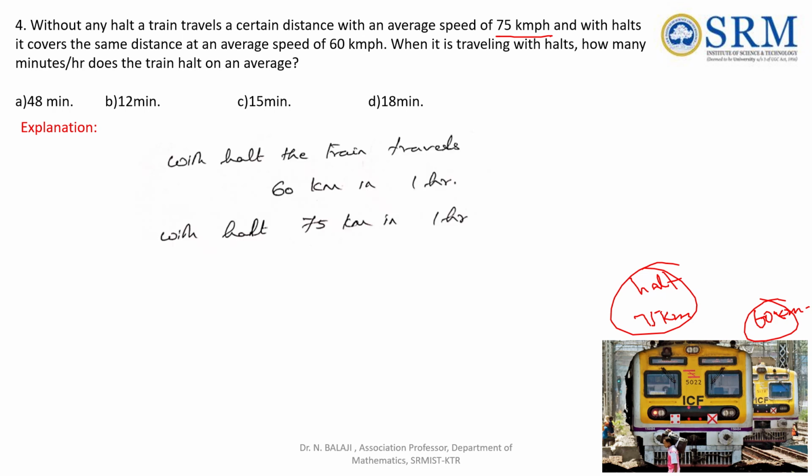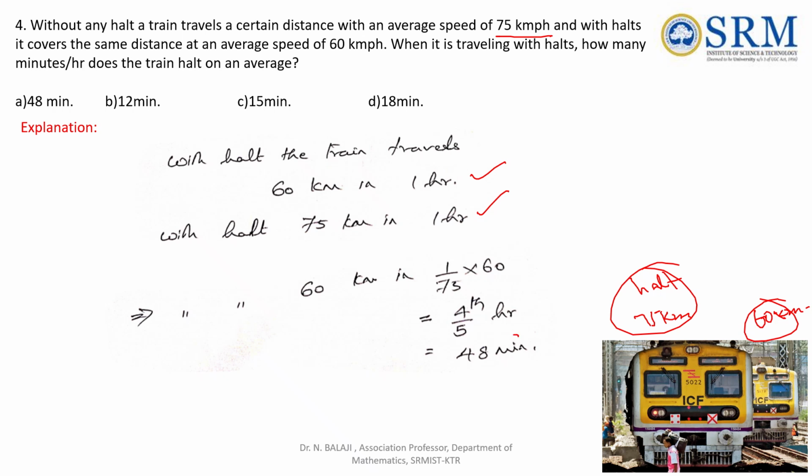Assume that in 1 hour the slow train covers 60 kilometers. It covers 60 kilometers per hour. The other one has 75 kilometer speed, so it covers 75 kilometers. But the distance is the same only. So we calculate the time for this 75 kilometers.